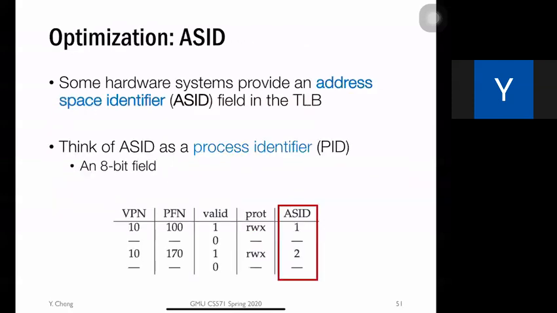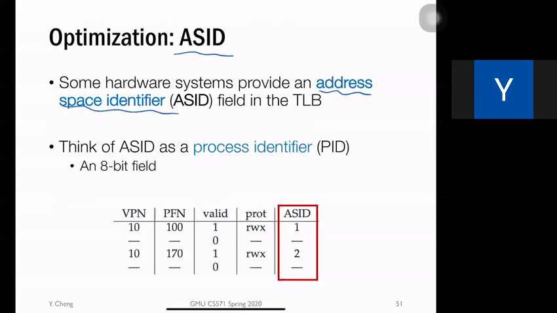So one optimization that we can do is to introduce the so-called ASID field. ASID is the abbreviation of address space identifier. So we preserve this field within the TLB entry and use it to distinguish between different processes. This is kind of like a process identifier, PID.